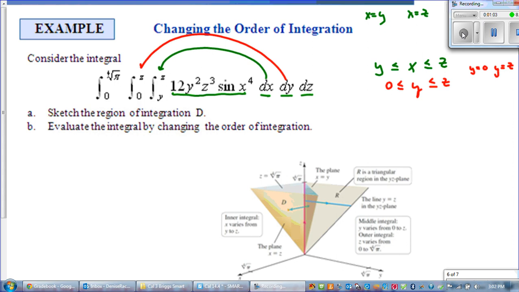And then finally, our variable z is bound by just the constants, 0 and the fourth root of pi. So if you want to think of that as z equal to 0 and z equal to the fourth root of pi.